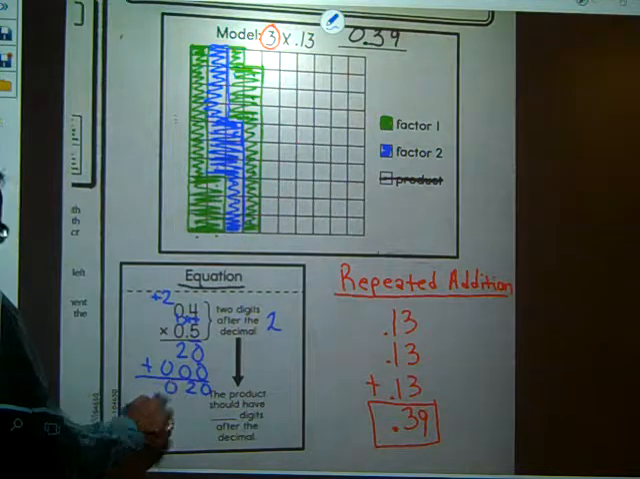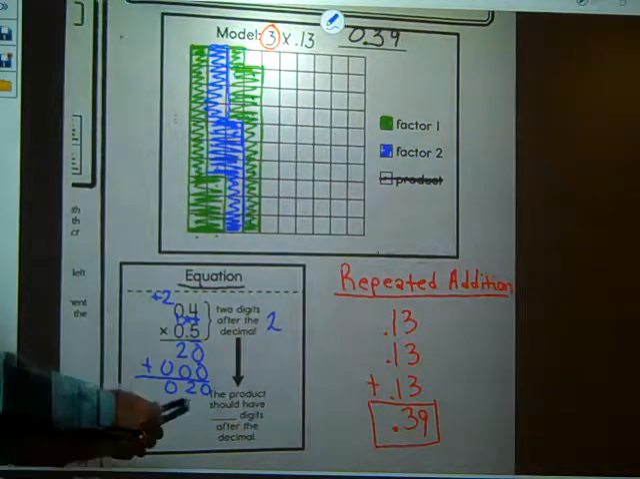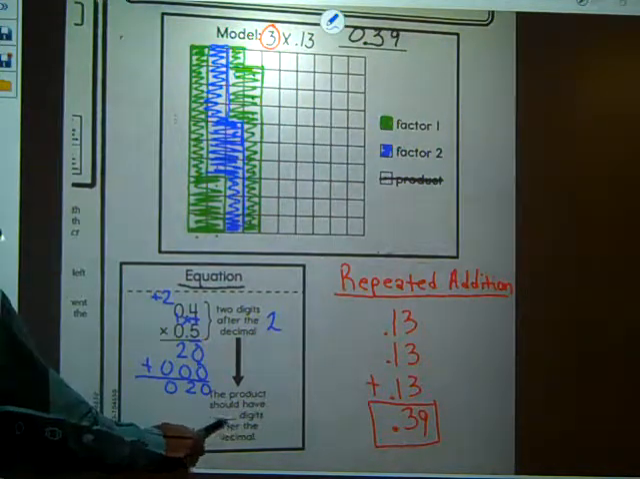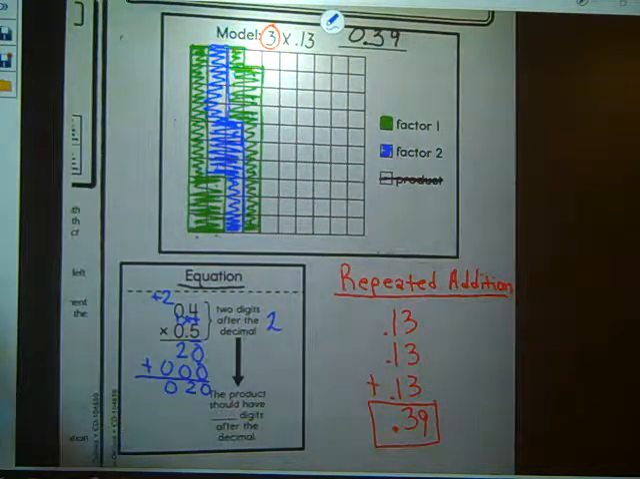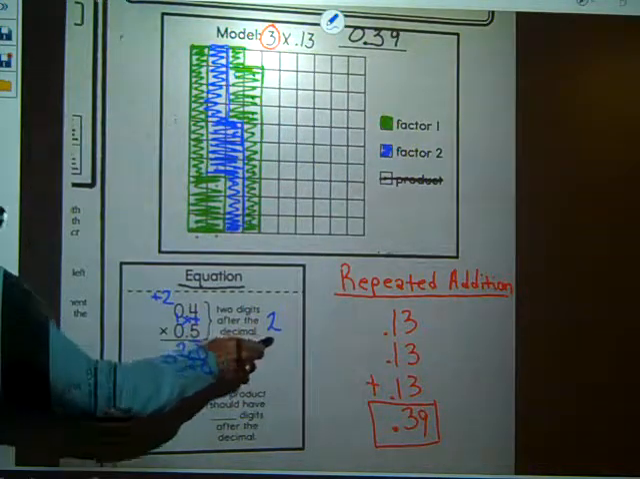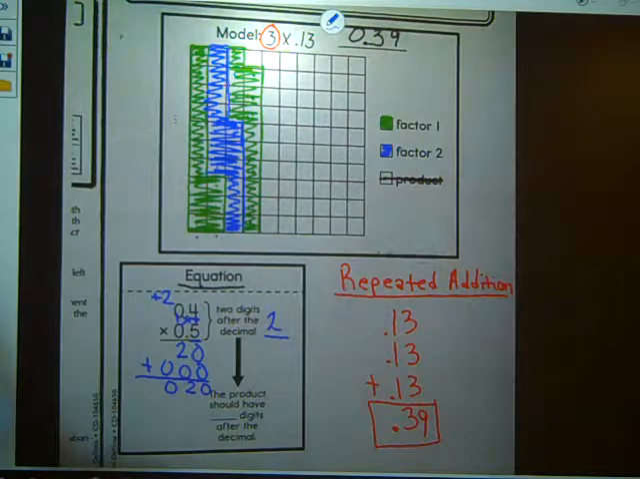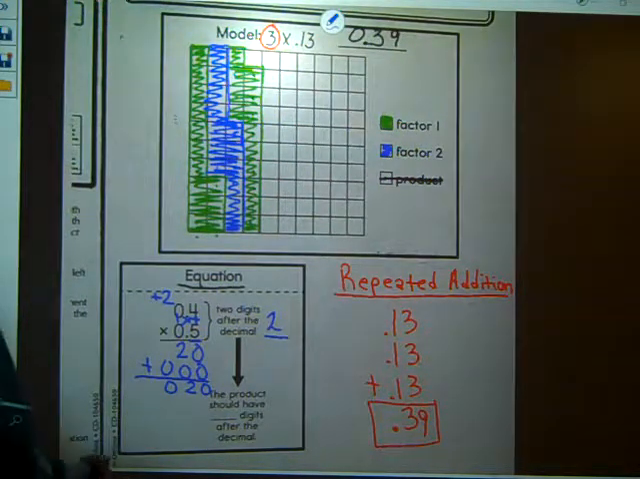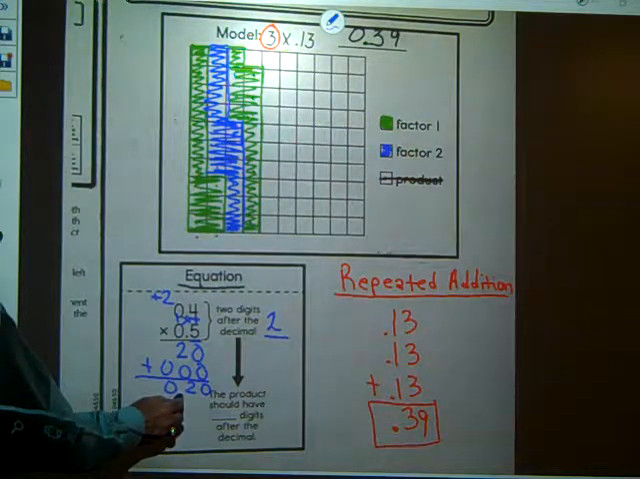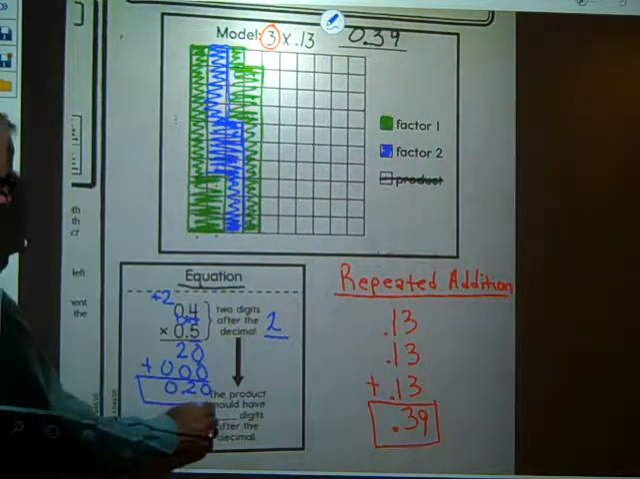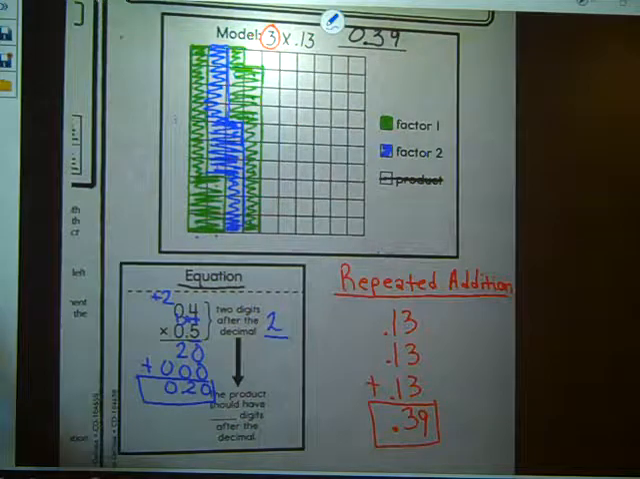Now, the second sentence says the product should have blank digits after the decimal. How many places behind the decimal should I have? 2, because the number of places in your question has to match the number in your answer. So where should the decimal be in the answer? Before the 2. Very good. So let's do that over here.